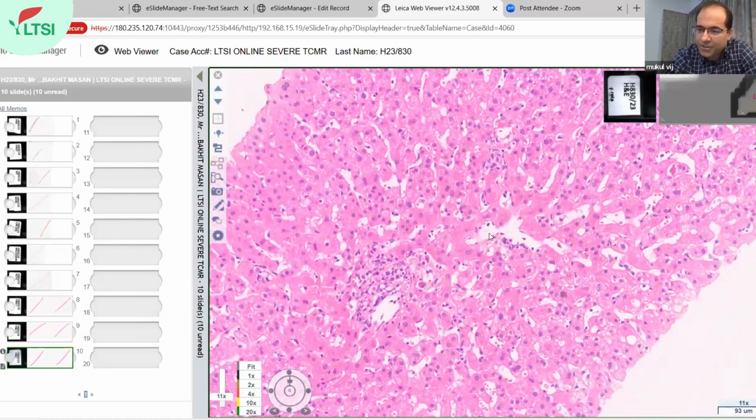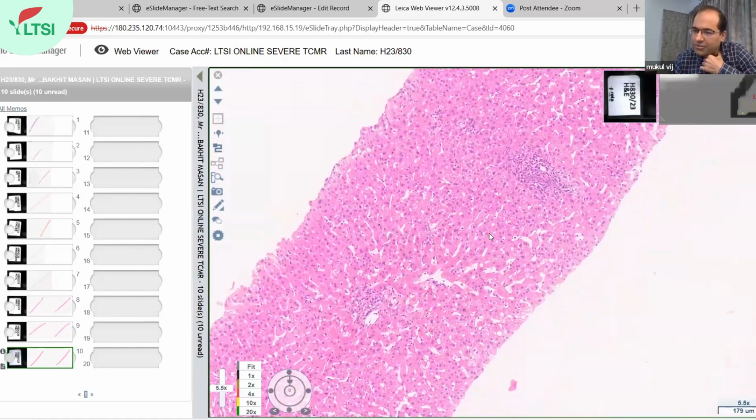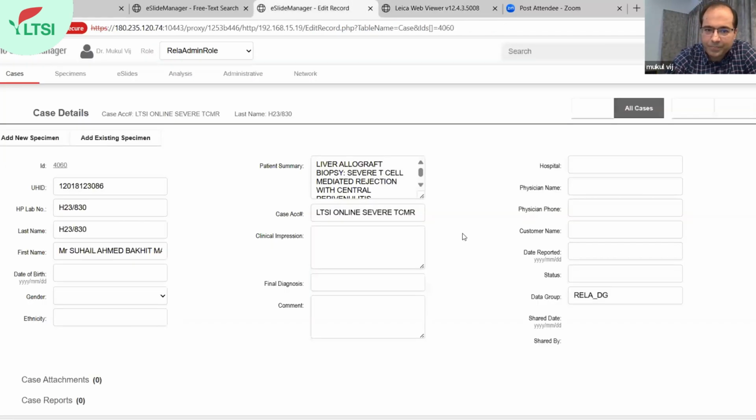So this was diagnosed as severe rejection by us. We can do the global assessment, mild, moderate, severe, and also we can do the RAI score to give you this. This will go into RAI 7 or 8. So there is severe rejection. Then biopsy was made. A provisional diagnosis was given.